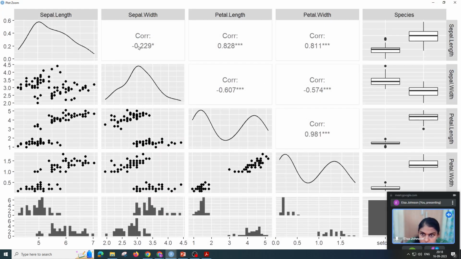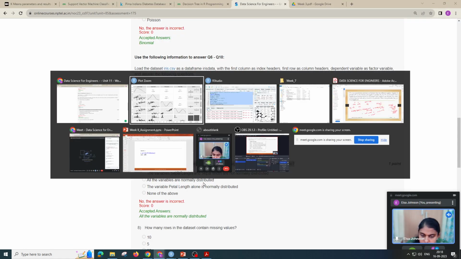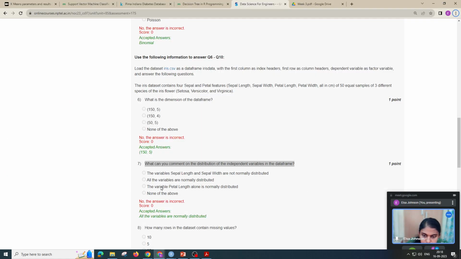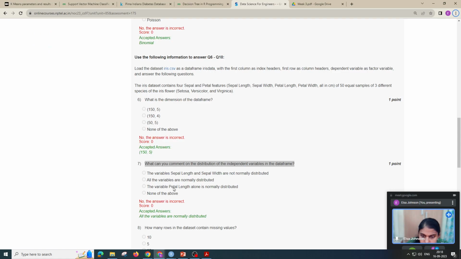That's wrong, because sepal width at least is very much normally distributed. Then the next one, all variables are normally distributed. It's not true. Then variable petal length alone is normally distributed. That also is not true. None of the above, you also can't say. So here there is the problem of all the variables being normally distributed. So that is an error.